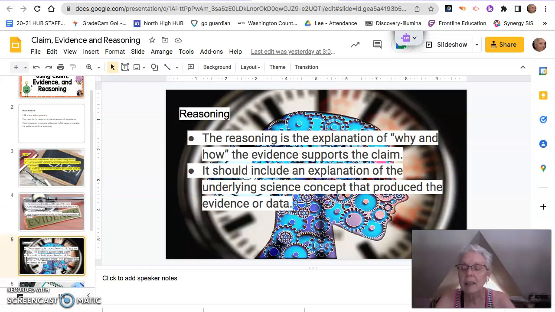Reasoning is then the next part of this. In reasoning, you are going to explain the why and the how the evidence supports the claim. It should include an explanation of all underlying science concepts. Remember, we went over all those different concepts that produce the evidence or the data.